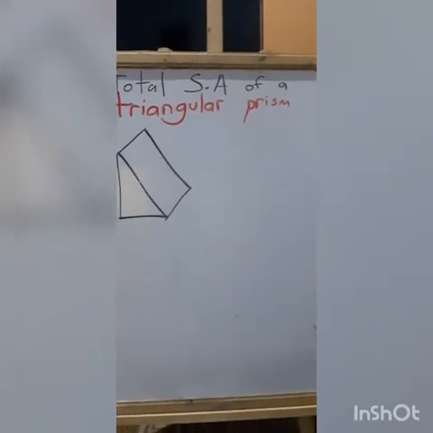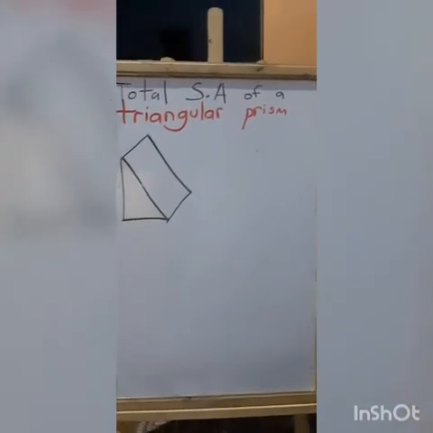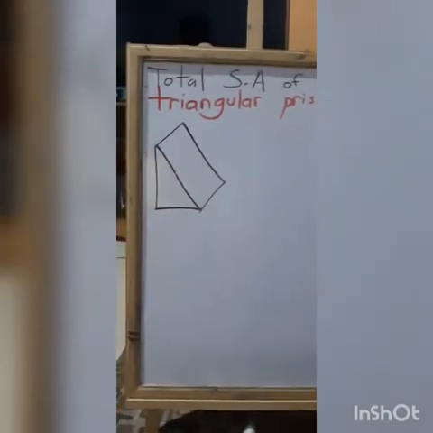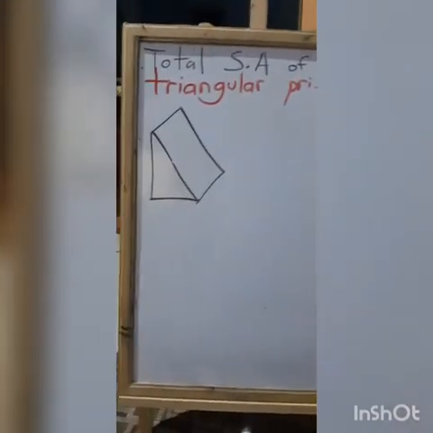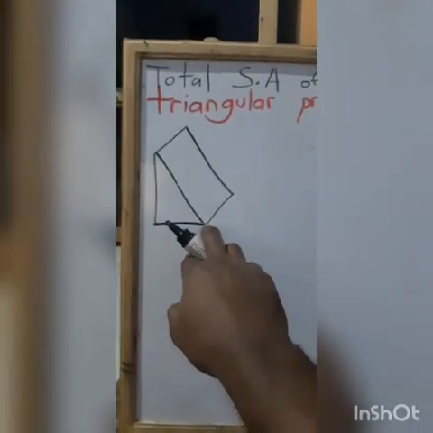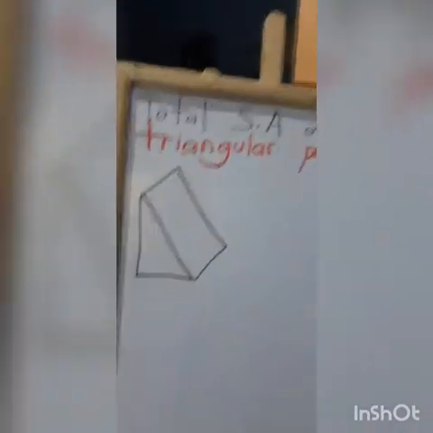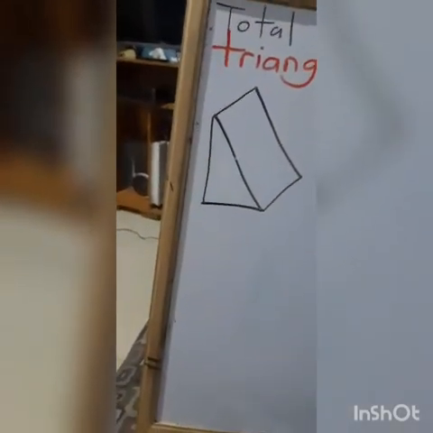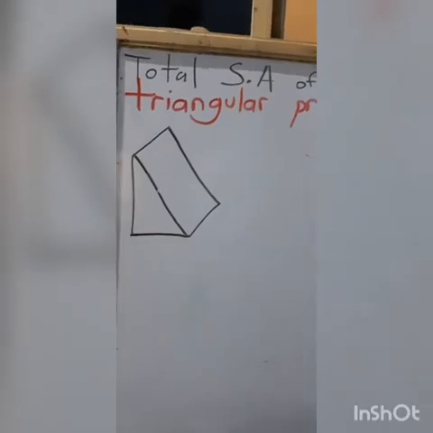So today we'll be learning how to find the total surface area of a triangular prism. And triangular prisms come in many different shapes and styles, right? This one right here looks like a cheese, and I'm sure that you guys have seen a slice of cheese looking like this before.